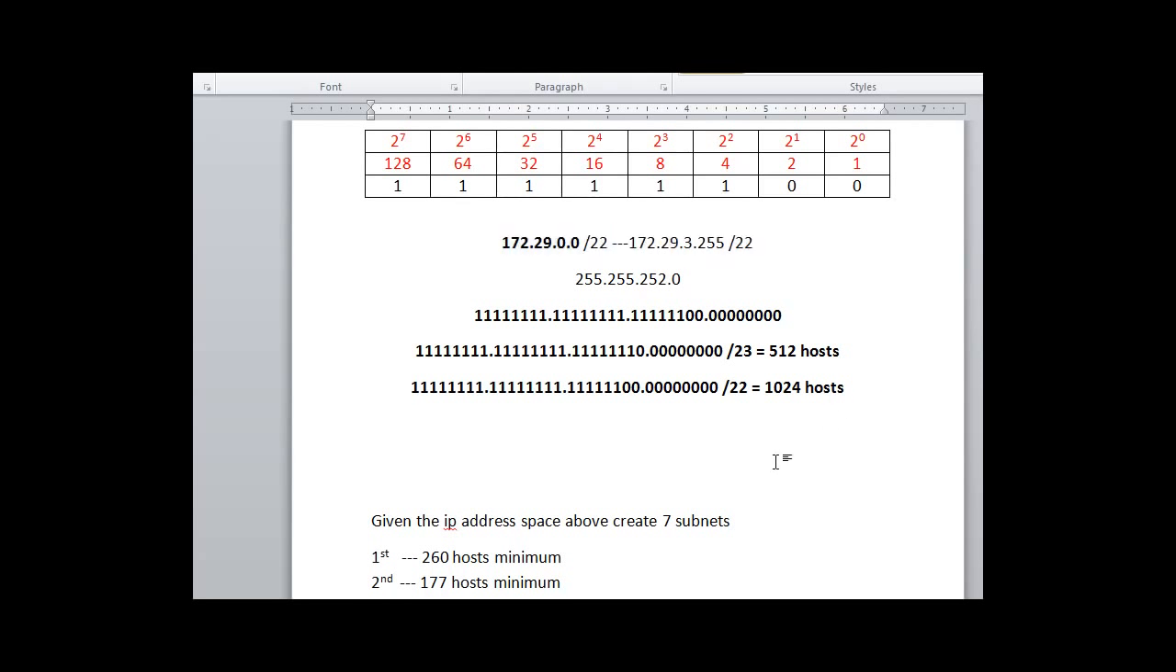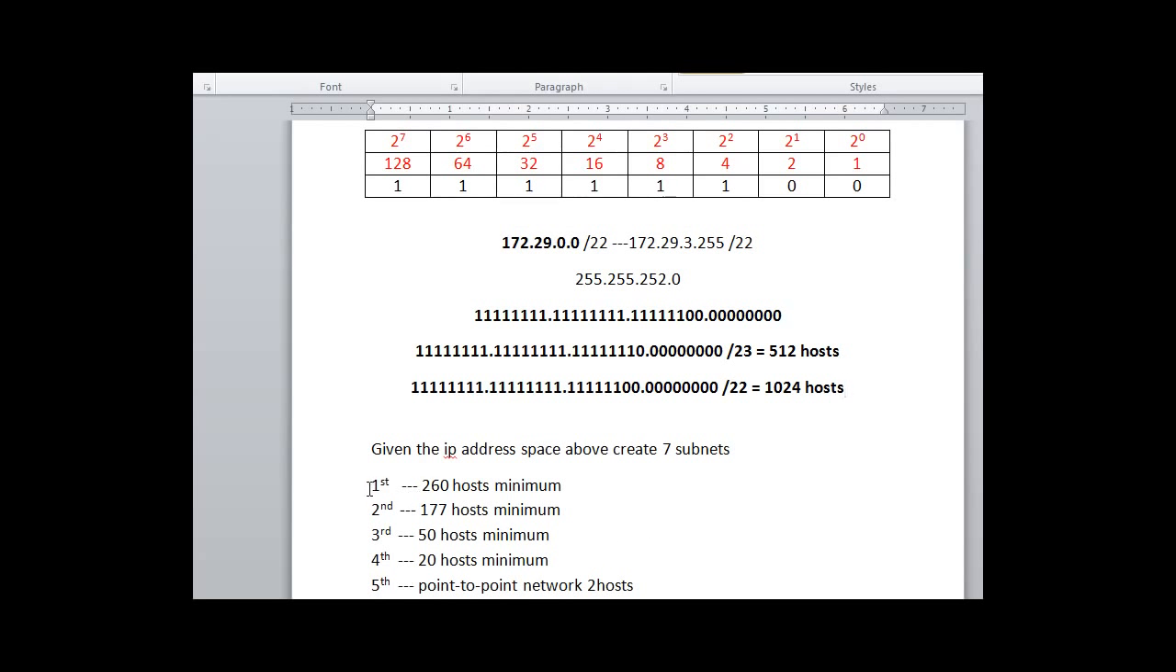But all we need for the assignment on our first network is 260 hosts minimum. Well, we know that a typical /24 will not work because that's only 256 hosts. So they probably want a /23 or 512 hosts. So the first network we know is going to be a /23. It's going to be 512 hosts. Okay. Now the next network, 177 hosts, well, we could do a typical /24 for that because that'll give us 256 hosts, right? This gives us 512. This one will give us 256 hosts, right?